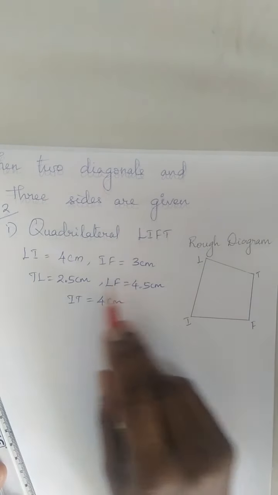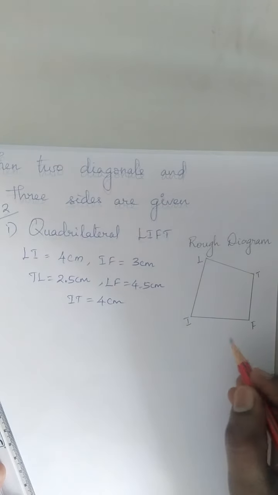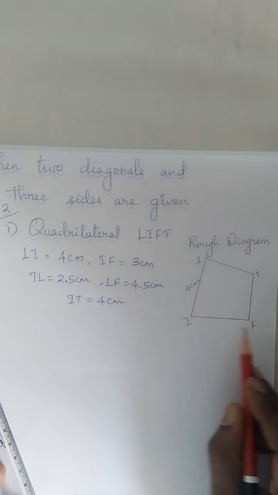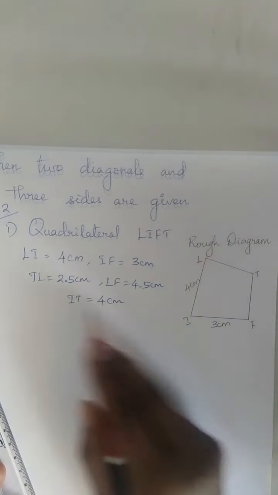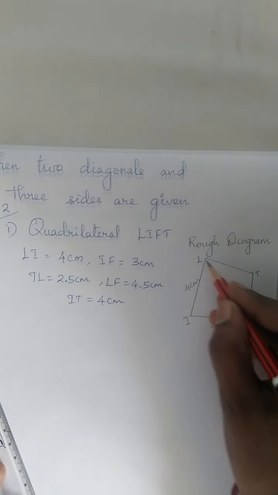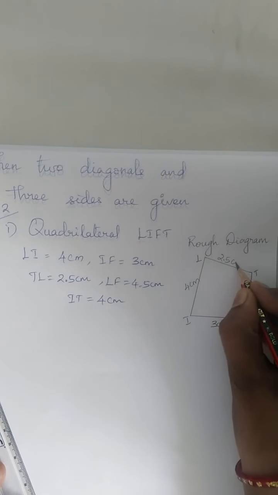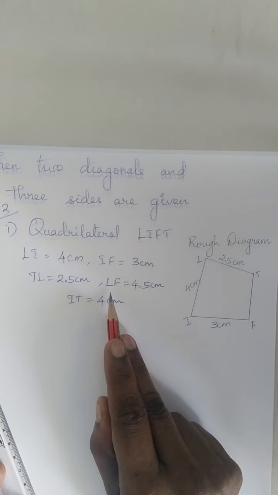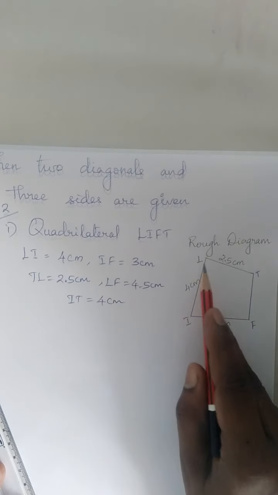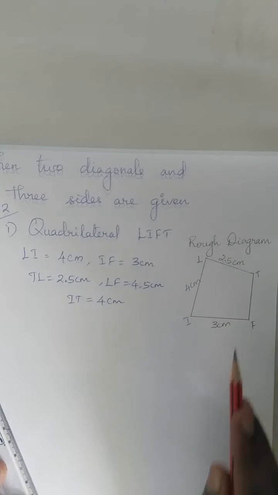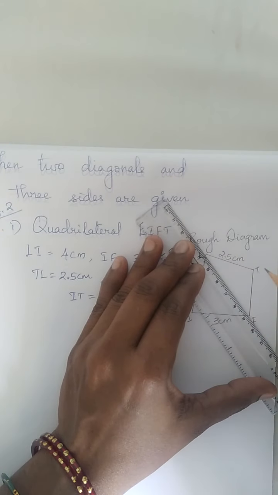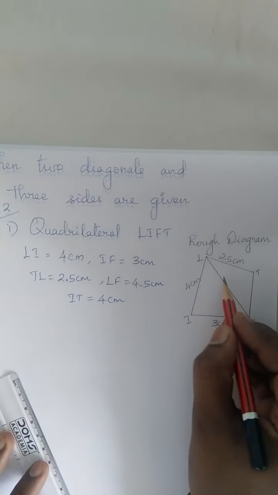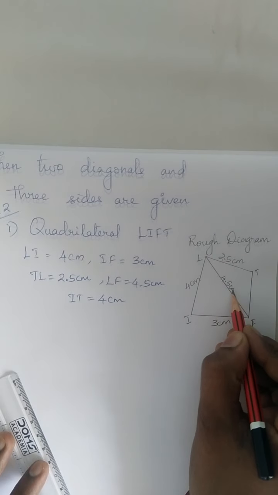Like that you can name the vertices. Now let's mark the given measures. LI is 4 cm, then IF 3 cm, TL 2.5 cm, because three sides are given. Then LF is a diagonal, and the measure of this one is 4.5 cm.